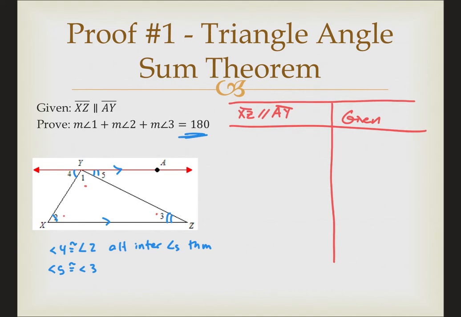And as I look at this, I see that angle 4, angle 1, and angle 5 all make up that line AY. Which means I could say the measure of angle 4 plus the measure of angle 5 plus the measure of angle 1 all adds up to equal 180. Now, why does it equal 180? Because the measure of AY is 180. So that's what we're going for.